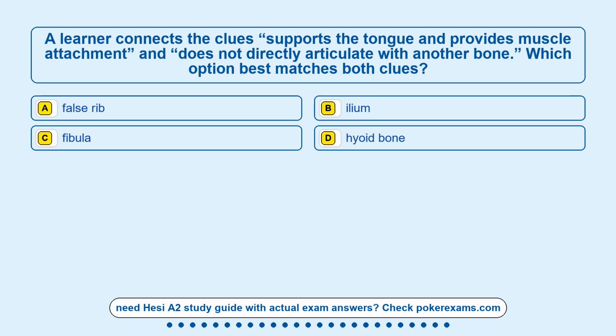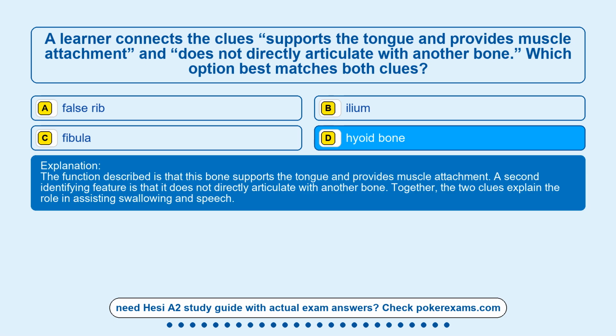Question 15. A learner connects the clues, supports the tongue and provides muscle attachment and does not directly articulate with another bone. Which option best matches both clues? Option A, false rib. Option B, ilium. Option C, fibula. Option D, hyoid bone. The correct answer is option D, hyoid bone.